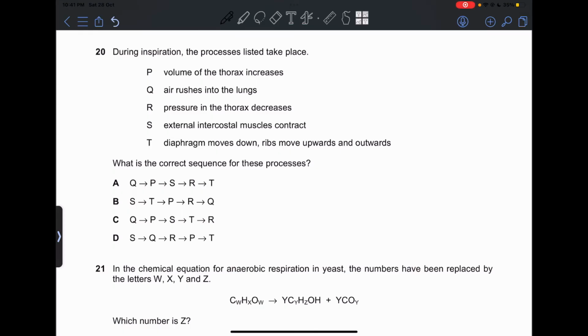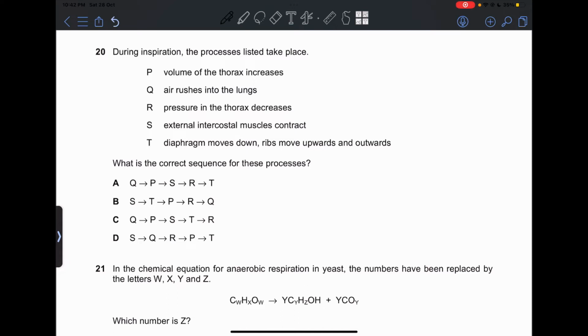Question number 20. During inspiration, the processes listed take place. P, volume of the thorax increases. Q, the air rushes into the lungs. R, pressure in the thorax decreases. S, external intercostal muscles contract. T, diaphragm moves down. Ribs move upwards and outwards. What is the correct sequence for these processes?